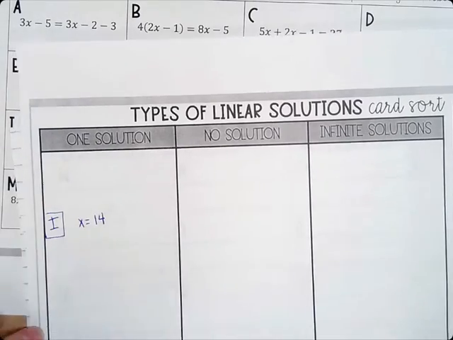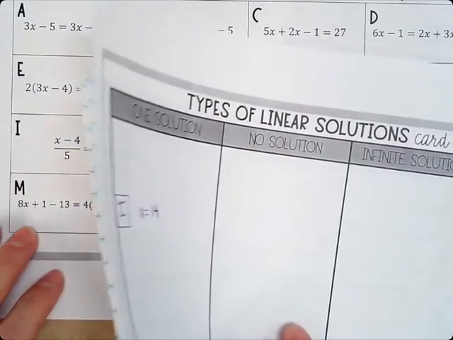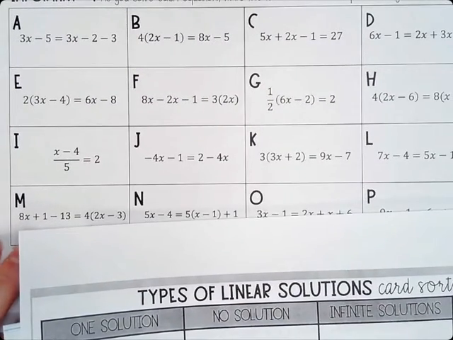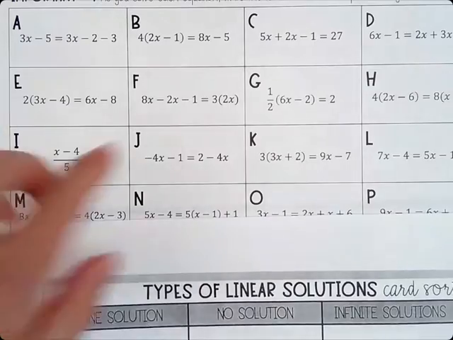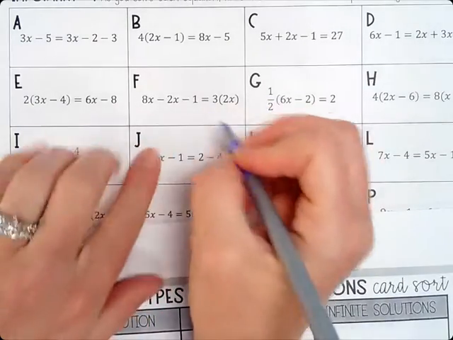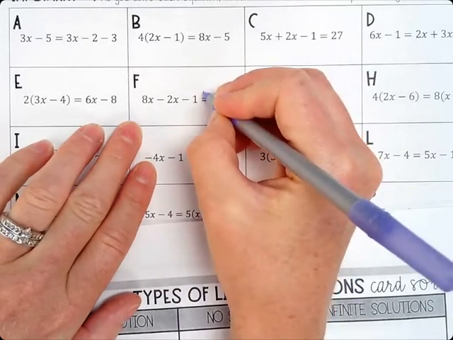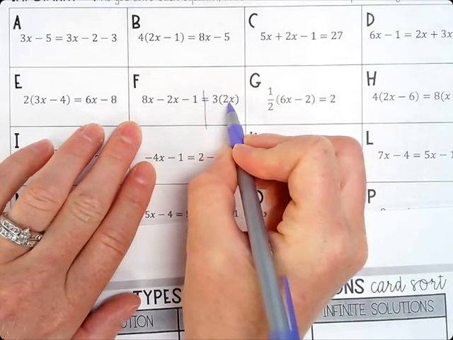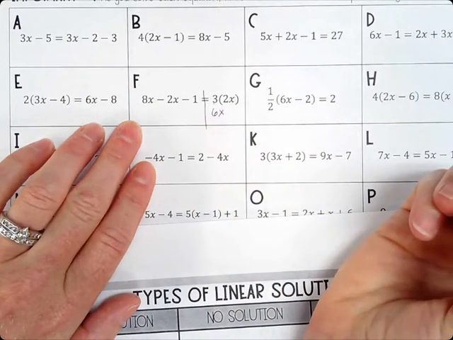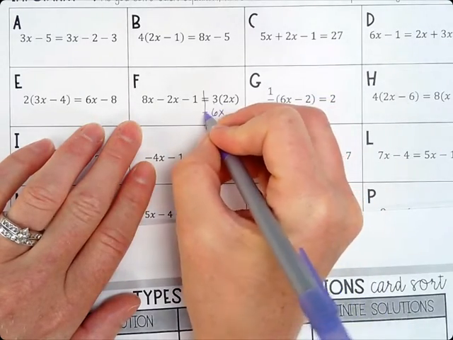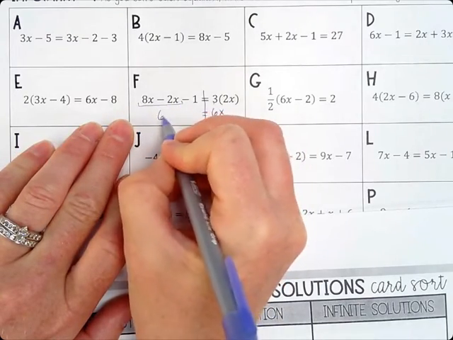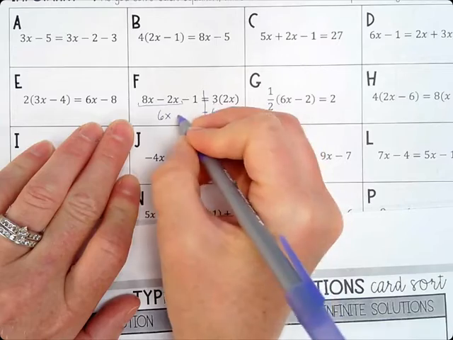Okay, were there any questions that y'all wanted me to go over from these problems? I know one of them that people keep on messing up is this. I'm just going to show you how you would simplify it. What is 3 times 2x? 6x. So the right side is just 6x. That's it. Then the left side, you combine these like terms. 8 minus 2 is 6x minus 1.